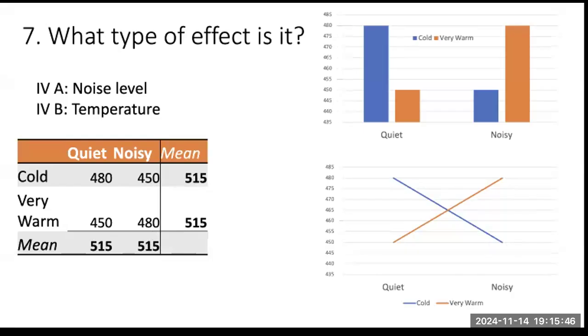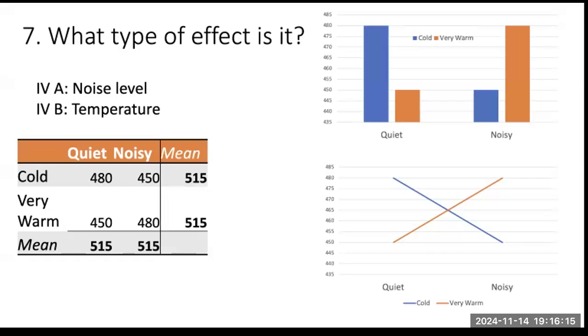And that's what makes factorial design so powerful, is it is the only type that can detect an interaction effect. So it's much more efficient than having two different studies. And it can also find interaction effects where if you conduct two separate studies, you wouldn't find that at all. Any questions about the factorial designs?